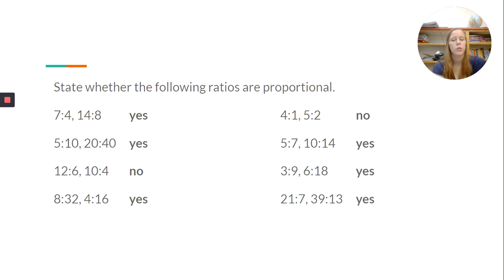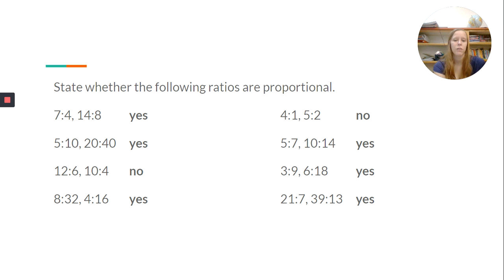4 to 1 and 5 to 2 is not proportional. 5 to 7 and 10 to 14 are. 5 times 2 is 10. 7 times 2 is 14. 3 to 9, 6 to 18 are proportional. 3 times 2 is 6. 9 times 2 is 18.